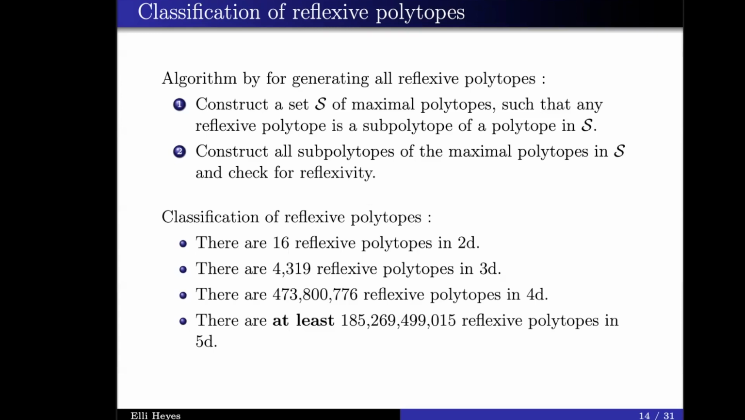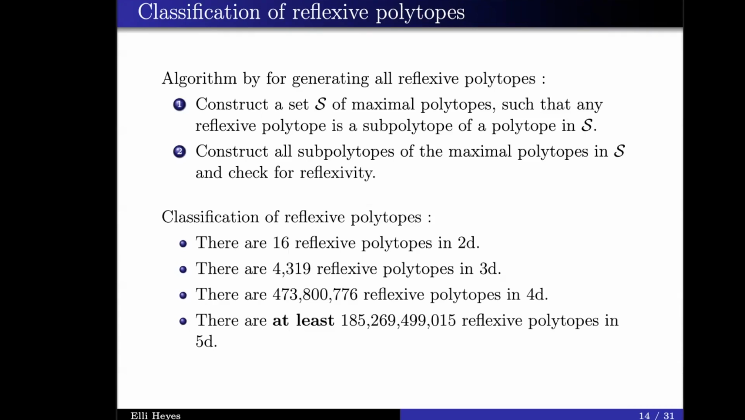Firstly, you construct all of the maximal polytopes such that any reflexive polytope is a subpolytope of one of the maximal ones. And then the second step is you just simply compute all of the subpolytopes of all the maximal polytopes and check which ones are reflexive or not.